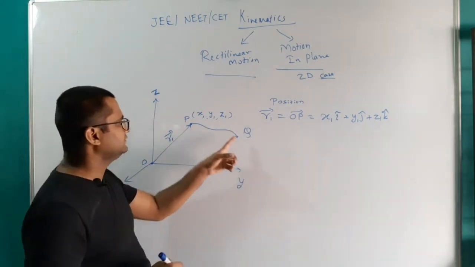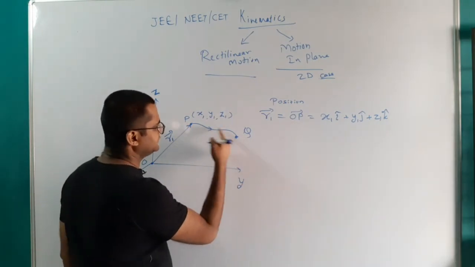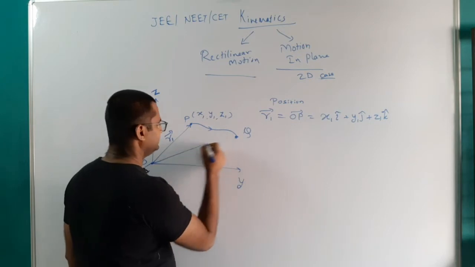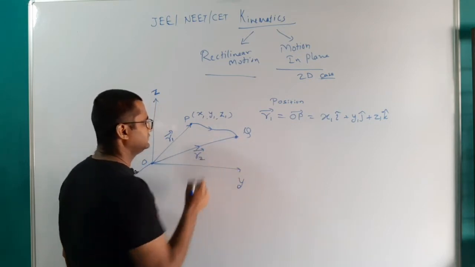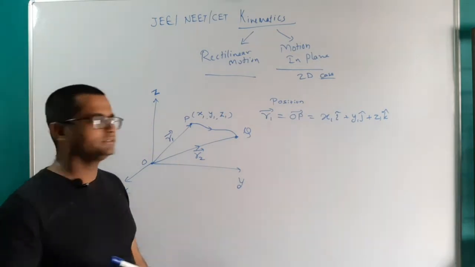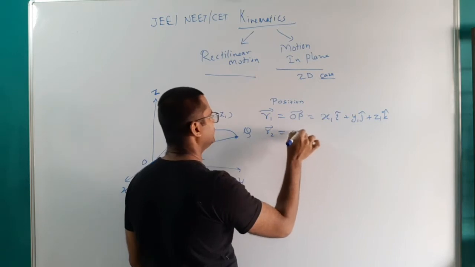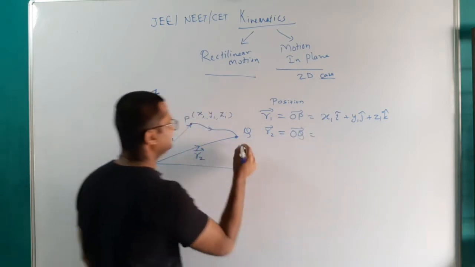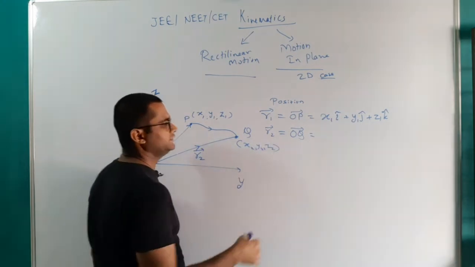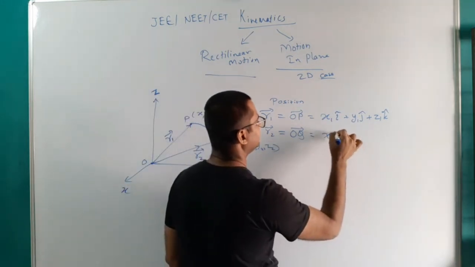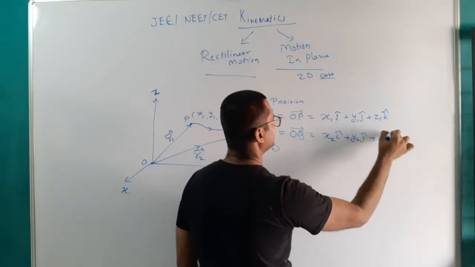Okay, the same particle moves from p to q, taking some time to move from p to q through this path. Let us say this is the position vector of point q, so this will be r2 vector. We can say that r2 vector is the final position given by oq vector, and let us say the coordinates are x2, y2 and z2. So we can write this as x2 i cap plus y2 j cap plus z2 k cap.